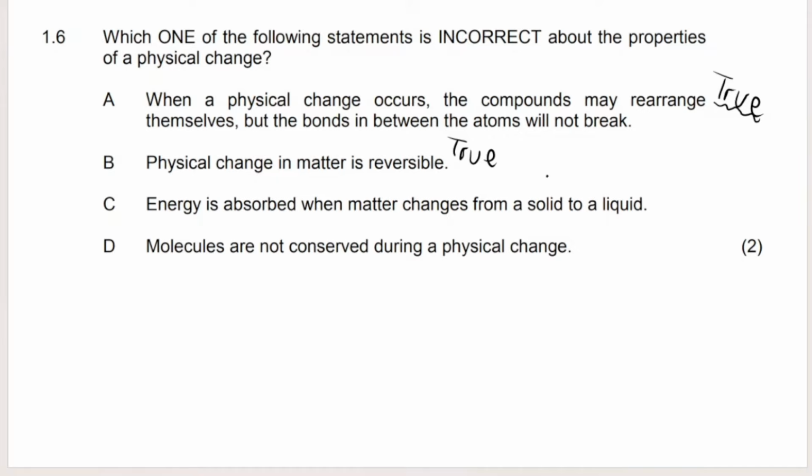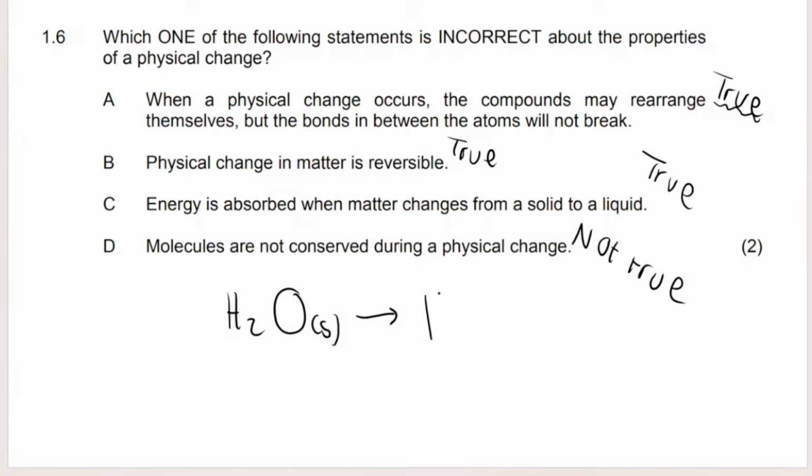For example, if we melt a solid, it can go backwards and it can freeze again. Energy is absorbed when matter changes from a solid to a liquid. That is also true. Molecules are not conserved during a physical change. That is not true. What that means is, if I have one molecule of solid water, they're saying that will not give me one molecule of liquid water. No, that is definitely not right. If I have 2 molecules of solid water, it'll give me 2 molecules of liquid water. So molecules are conserved during a physical change. So our answer for 1.6 is D, because it is the statement that is incorrect.